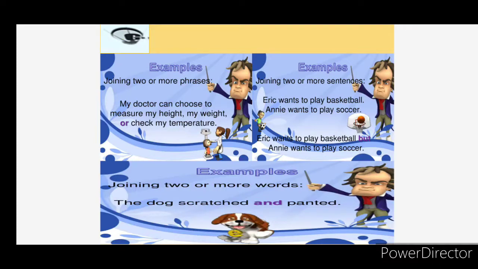Eric wants to play basketball. Annie wants to play soccer. Now, if we have to join these two sentences, they can be joined using the conjunction but. Eric wants to play basketball, but Annie wants to play soccer.